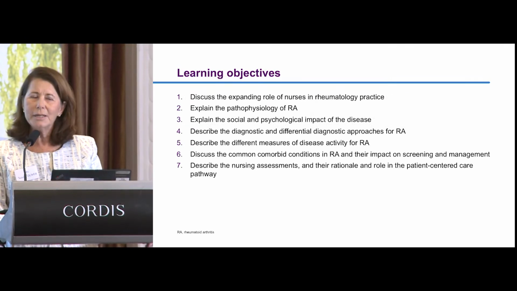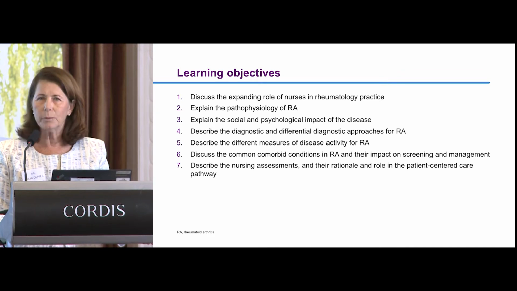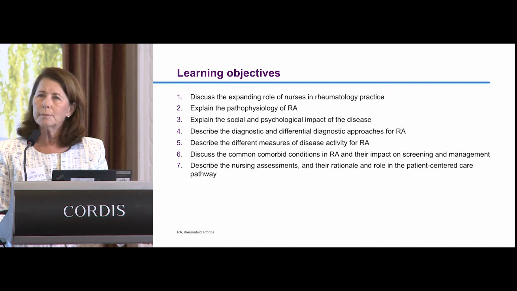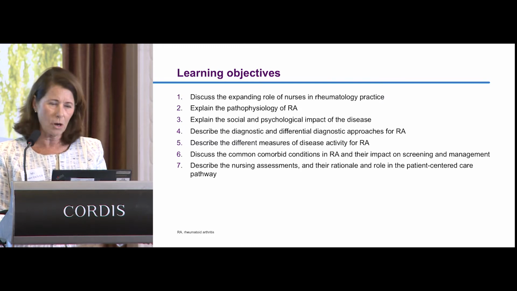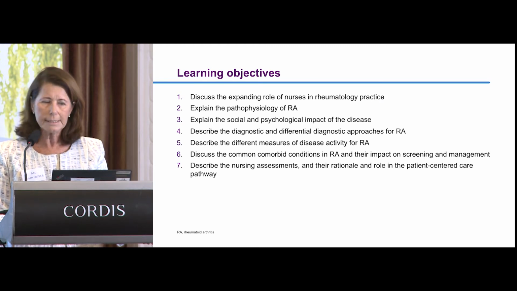And here are our learning objectives for today. We're going to discuss, really, the key thing we're all looking at: expanding the role of nurses in rheumatology in Asia and look at rheumatology practice. We're going to look at some pathophysiology and explain the social and some of the psychological impacts of RA, and look at some of the issues about diagnostic criteria and differential diagnosis. And that's important for us to understand as nurses as we extend our roles.